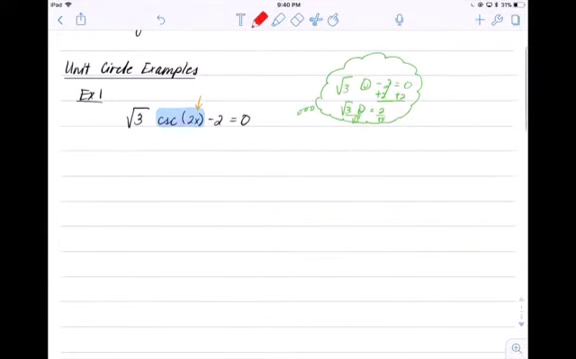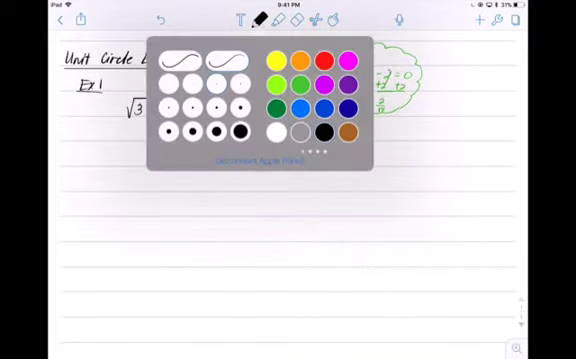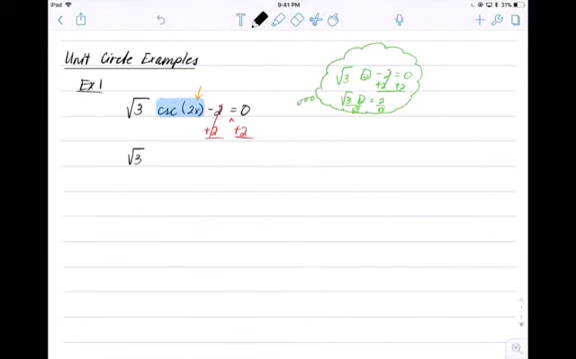First thing you're going to do, just like we did over here, is add 2. We want to isolate this cosecant of 2x first of all. So I'm going to add 2 to both sides. Remember, both sides of the equal sign, the same thing has to happen. Those cancel out, they become 0, and we're left with the square root of 3 times cosecant of 2x equal to positive 2.